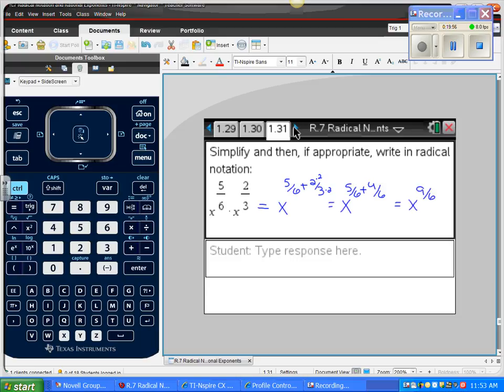And then to write that as a radical, the 6th root of x to the 9th power, which I could reduce if I wanted. 6th root of x to the 6th, 6th root of x to the 3rd, and we get x times the 6th root of x to the 3rd. And we're going to do lots of practice with this in class.